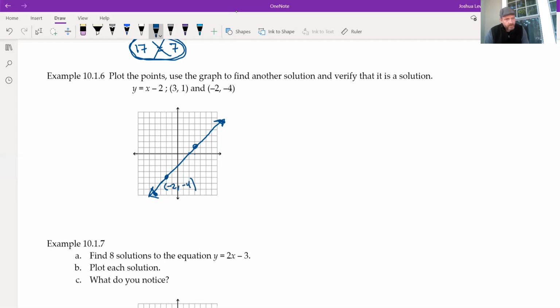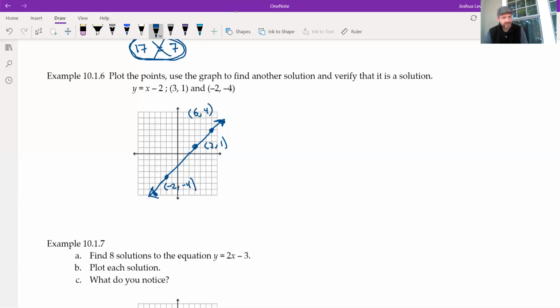We know that this is the point (3, 1). So what other points do you find on this line? Well, let's be convenient here. How about this point right here? That point is, well, 1, 2, 3, 4, 5, 6, 1, 2, 3, 4. That's the point (6, 4).